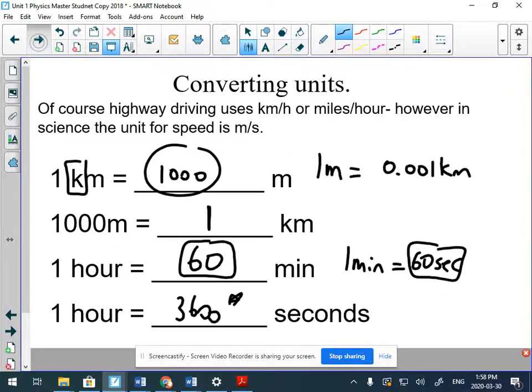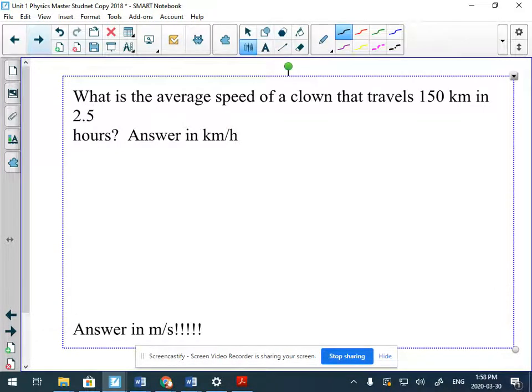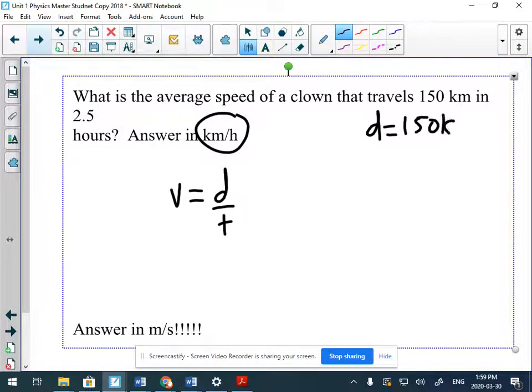Okay, let's move on to the problem. Whoop, that was from the other day. What is the average speed of a clown that travels 150 kilometers in 2.5 hours? Okay, well, it's saying we can answer in kilometers per hour. Speed, remember, is distance over time. Distance is how far you go, 150 kilometers. What's that? Is that about from here to Edmonton? I think so. And time is about 2.5 hours.